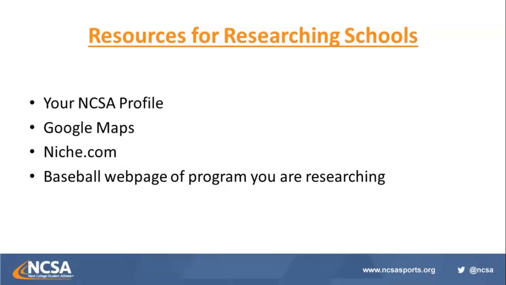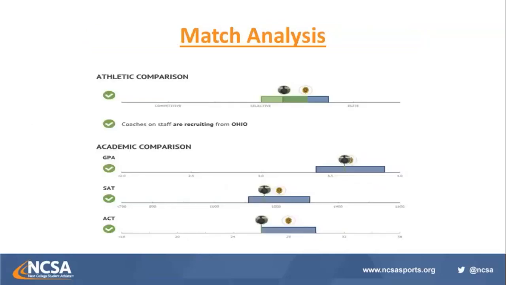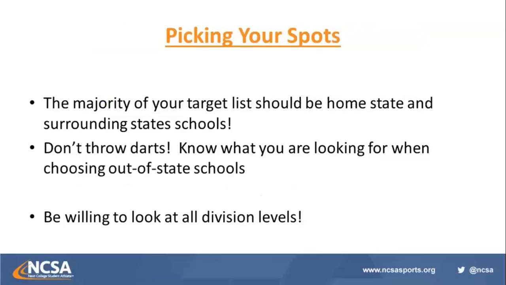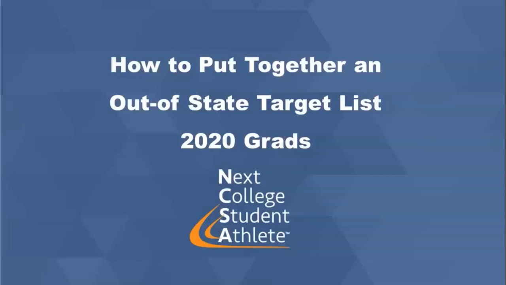So big keys again. Remember what we talked about at the beginning. The realities are most of these schools are going to recruit in-state and the surrounding states. When you pick and choose your spots, make sure you are putting in the filters and sticking to your guns on what you're looking for with the distance from home, the size of the school, the majors, the selectivity, and be willing to look at all division levels. That list that I put together had Division II, Division I, Division III, and NAIA schools on it. So be smart about how you pick and choose your spots with these schools.